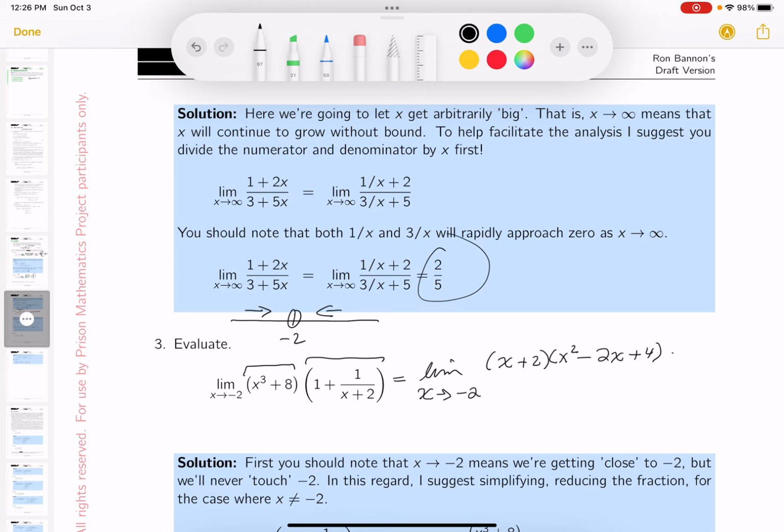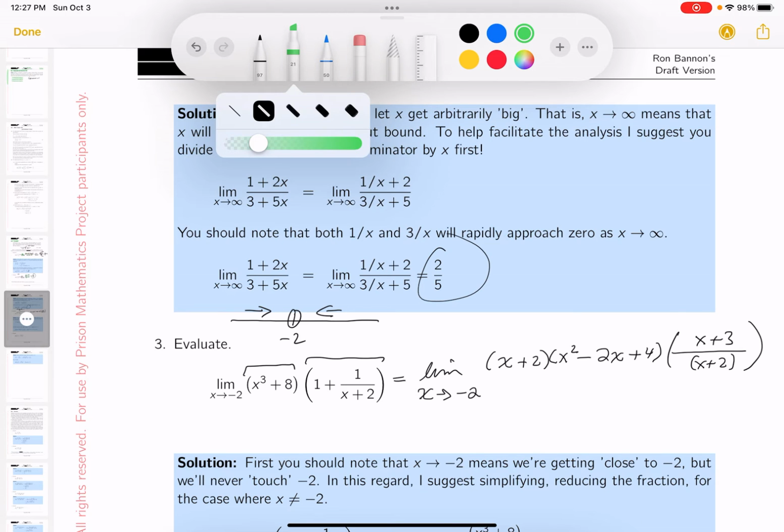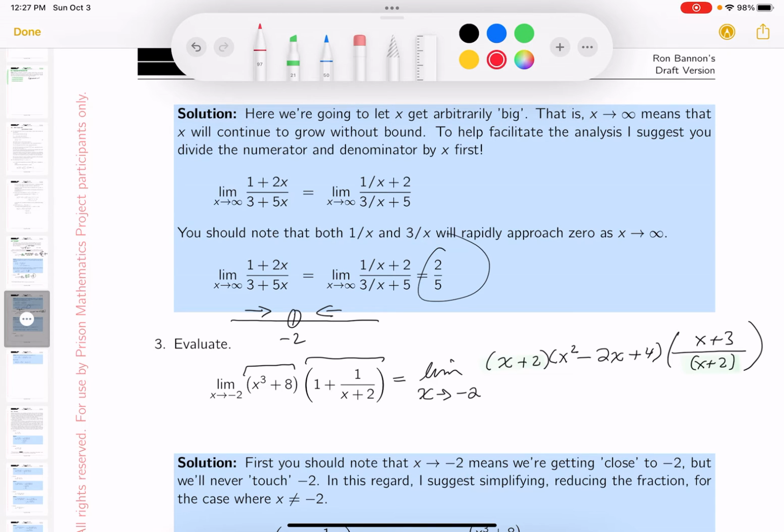Well, I get a common denominator. That would be x plus 2. And the numerator doesn't look too bad to me. It's going to be x plus 2 plus 1, which is x plus 3. All right? So what I'm going to claim again, we're getting close to minus 2, but we would never touch that number. So what does that mean? That means x plus 2 is never going to be 0. So what do I know about this over here? It would cancel off because it's not 0.